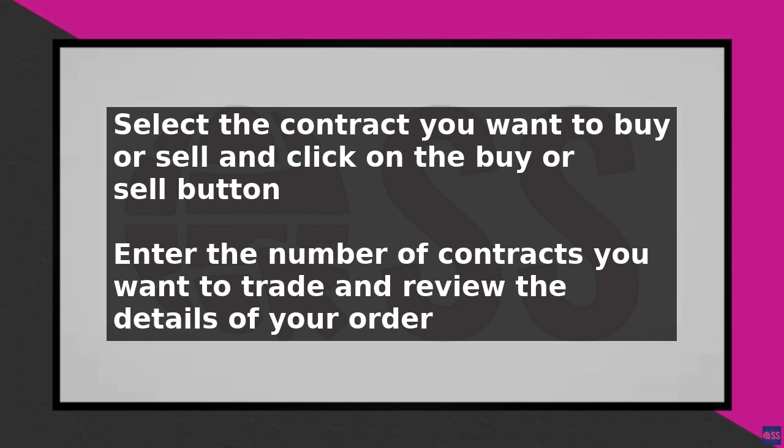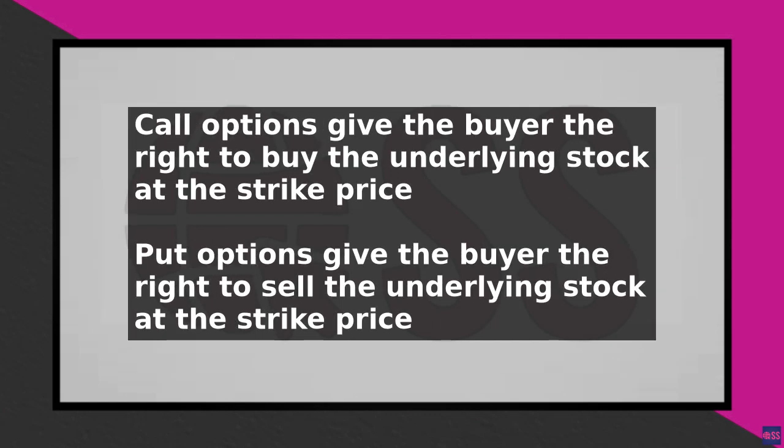Before placing your trade, make sure you understand the type of option you are trading and the risks involved. Call options give the buyer the right to buy the underlying stock at the strike price, while put options give the buyer the right to sell the underlying stock at the strike price. It is also important to consider the expiration date of the option, as it will become worthless if it expires out of the money. Additionally, options trading involves risk, including the potential to lose the entire amount invested.